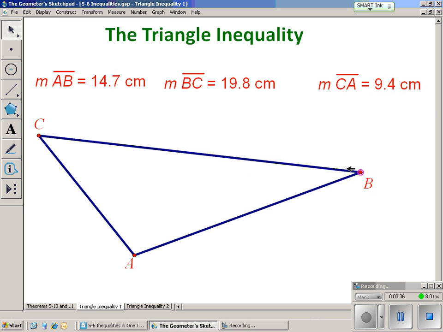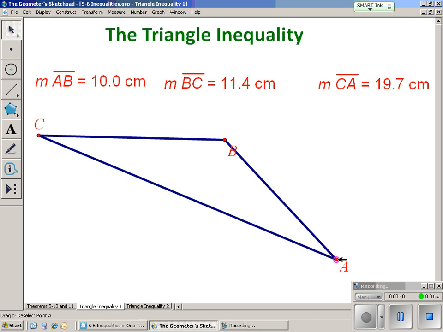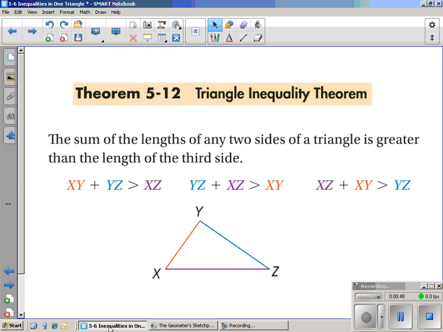Now, which side is the longest may change, but however you move it, the shorter two sides added together will be bigger than the longest side. And that's what the triangle inequality says, that the sum of the lengths of any two sides of a triangle is greater than the length of the third side.